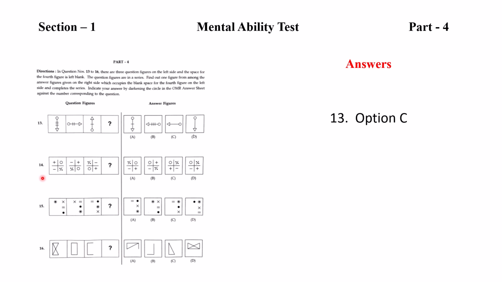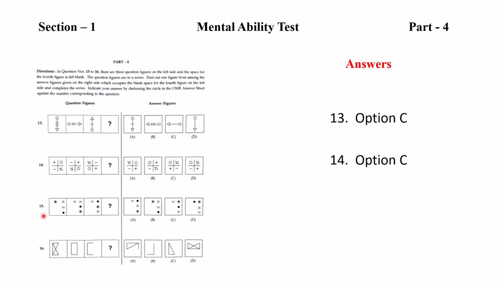Next, question 14. Here we can see that these signs are rotating in clockwise direction. We can see this plus has come here, minus has come here, divided by sign has come here, and dot has come down. Therefore, when this rotation continues, the next possible answer for this orientation of this figure would be plus would be here, plus would be in the third quadrant, and option C is the only option which shows the correct answer for that. Therefore, for question number 14, option C is the right answer.